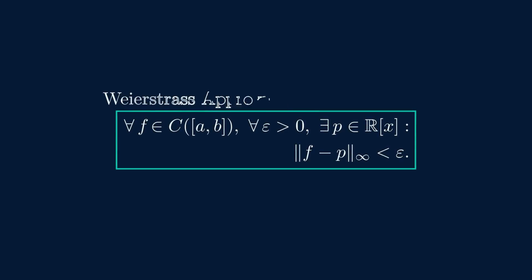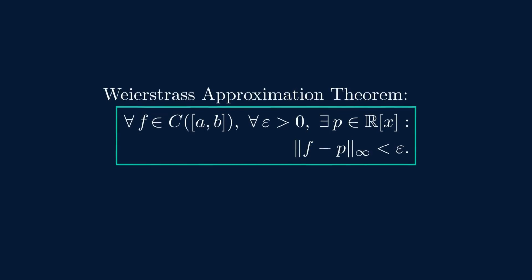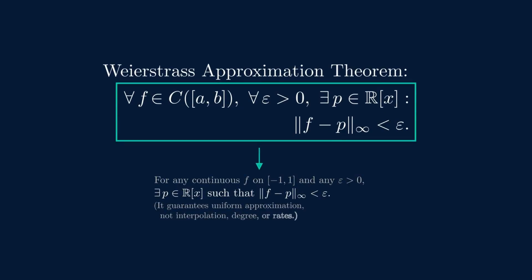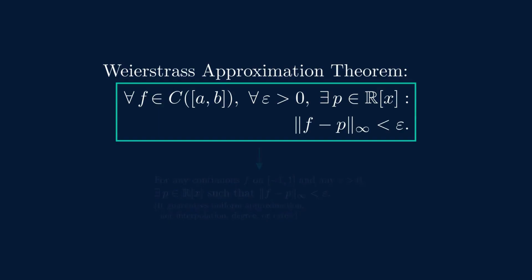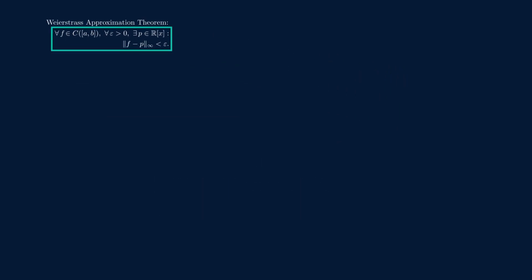The Weierstrass approximation theorem states, for every continuous function on a closed interval and for every tolerance epsilon greater than 0, there exists a polynomial p such that the sup norm of f minus p is less than epsilon. This ensures uniform approximation, but it does not address interpolation at specific nodes, nor the stability of that process.